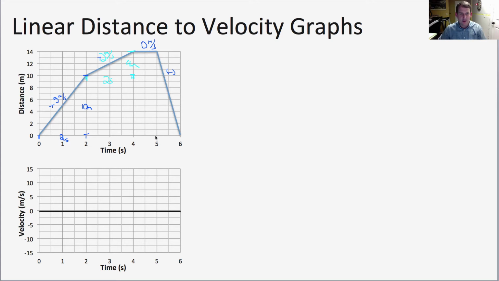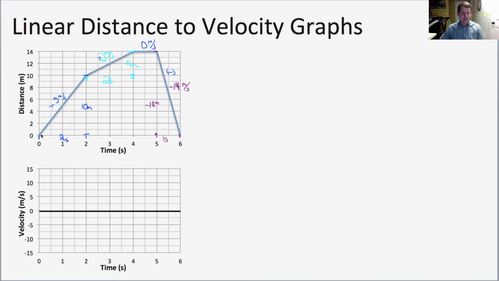And now this next one, I go from 5 seconds to 6 seconds. That's a total change of 1 second. And I started at 14 meters here, and I went backwards, losing distance down to 0 meters. That gives me a negative 14 meters of a change. Now if I'm going to change by 14 meters in 1 second, I'm going to need to be going negative 14 meters per second. Okay? So now I have my 4 velocities.